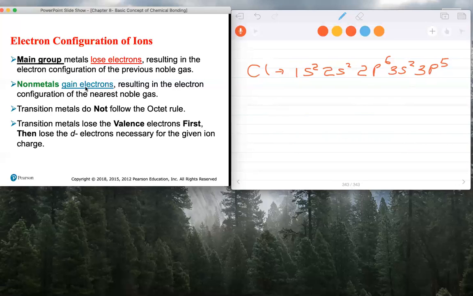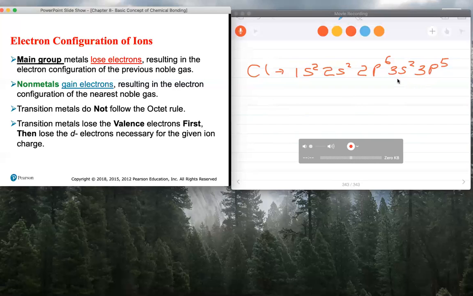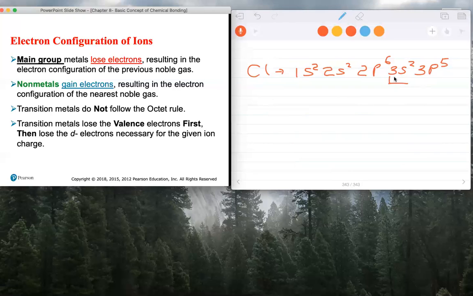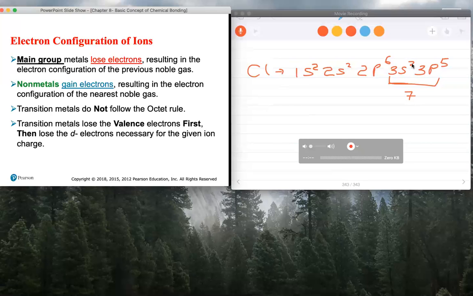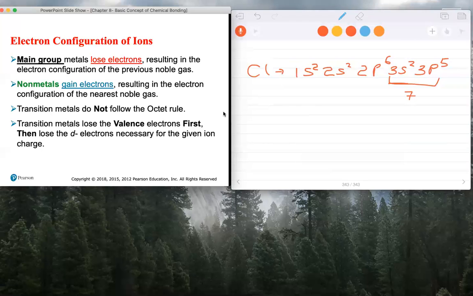Non-metals gain electrons, and the electron gain corresponds to how much you need to get to 8. For example, here, the highest n value in these two, you sum up. Right here, we need 1 more electron, because 7 is obtained from 2 and 5. So we need one more electron to make the outermost shell just like a noble gas electron configuration.